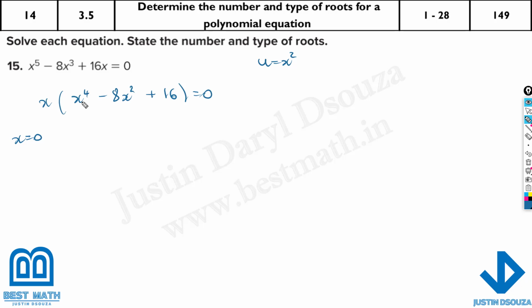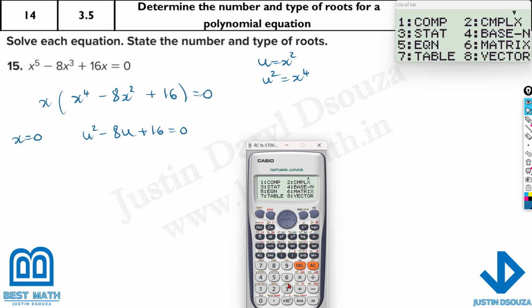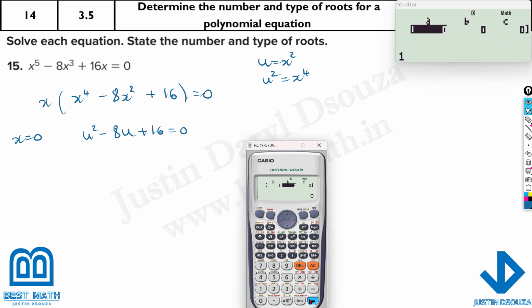But here, instead of x power 4, I'm going to put u squared is equal to x power 4. Is that okay? So wherever x squared is there, I'm going to put u, and wherever x power 4 is there, I'm going to put u squared. So here this is going to be u squared minus 8u plus 16, that is equal to 0. Now let me solve this. Here we go. It'll be a quadratic form, mod phi 3. The coefficient is 1, minus 8, and lastly we have 16. So the value is 4.